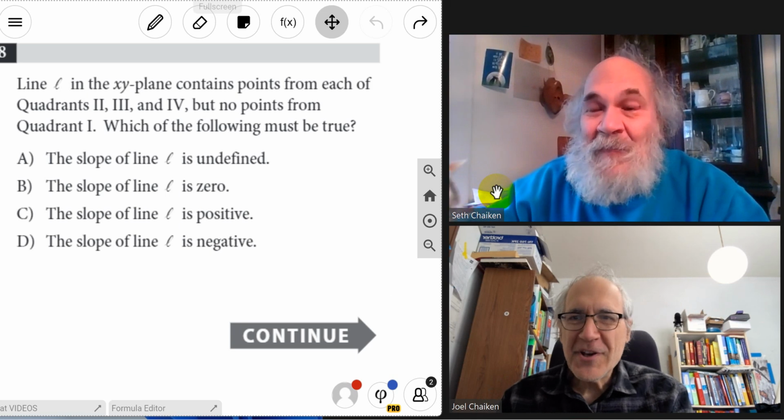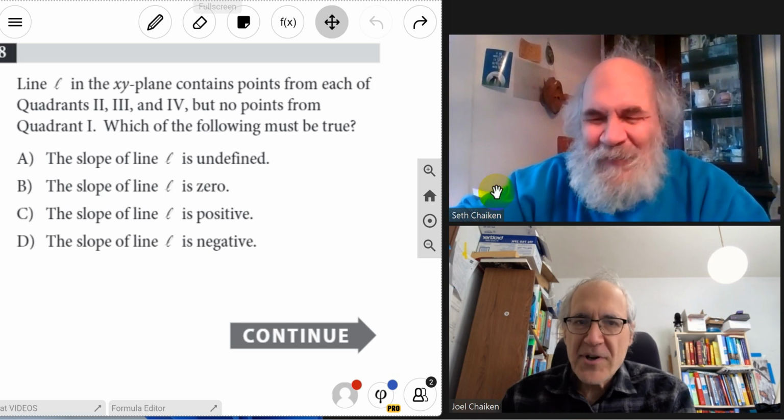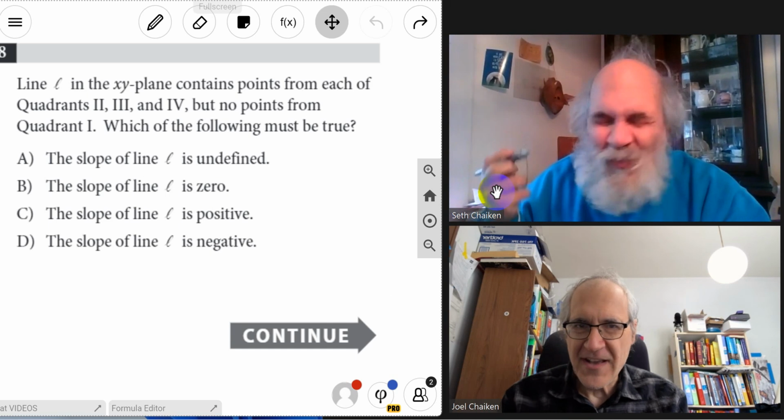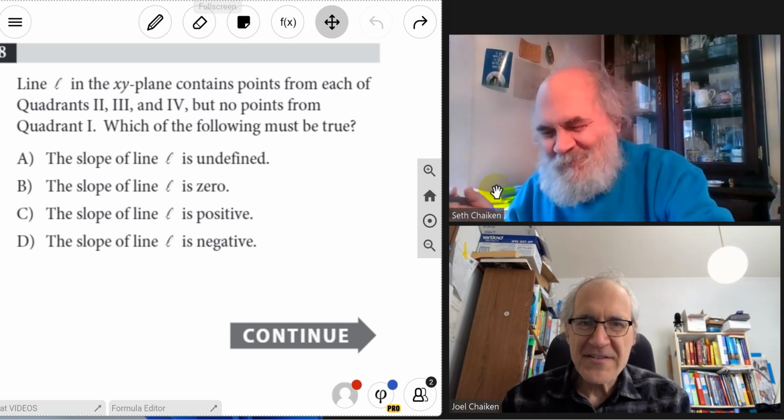Okay, so we're here to hopefully help you approach SAT math questions. This is from a calculator section, although frankly it looks like the calculator's going to be completely unnecessary here.